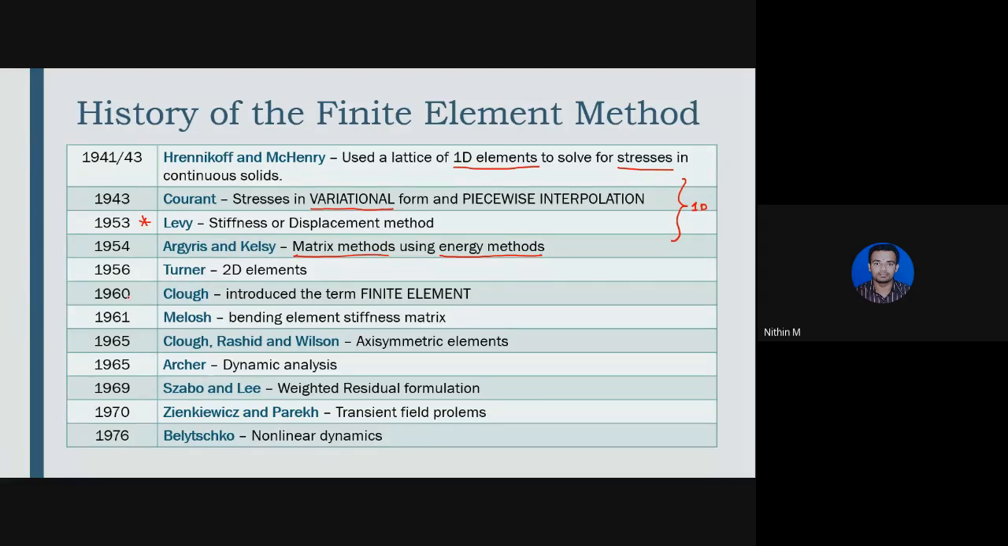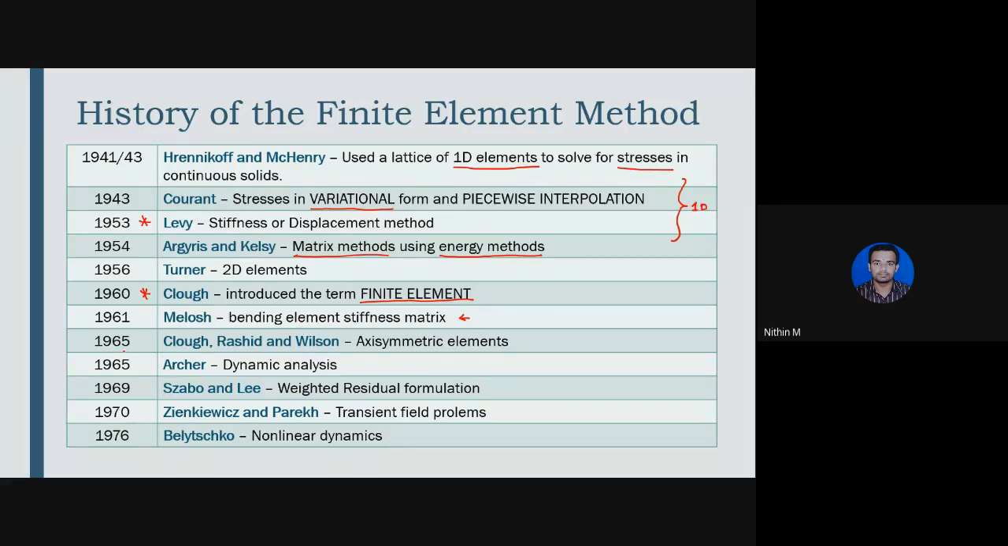Then in the year 1960, this is again an important phase, because in this year Clough introduced the term finite element. He introduced the term finite element. Then in the year 1961, Melosh developed the stiffness matrix for bending elements. So till here, it was only restricted to axial forces. Now in the year 1961, it was extended to bending forces as well.